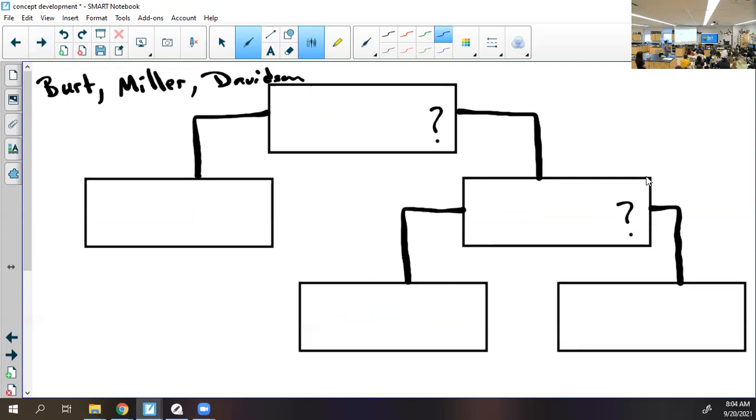You're going to use a flow chart to separate Burt, Miller, and Davidson based on some characteristics. You can get creative, but don't get hurtful. Burt knows he's ugly, so we don't need to tell him. So you can put this anywhere you want.